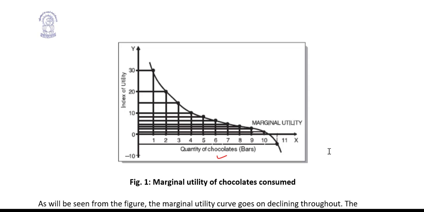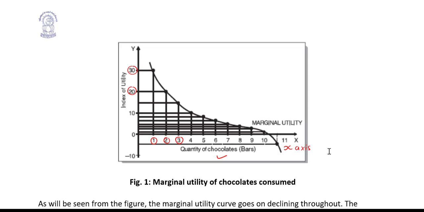So the quantity of chocolates is plotted on the x-axis. On the y-axis, the utility is shown over here: negative 10, 0, 10, 20, 30. Over here the quantity of chocolates is 1, 2, 3, 4, 5, 6, 7, 8, 9 and 10. When the consumer had the first chocolate, he attained 30 utils. Second chocolate, he achieved 20 utils. 30 plus 20, 50 is the total utility. And this is the marginal utility.